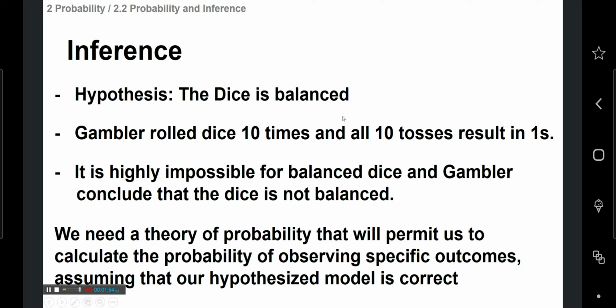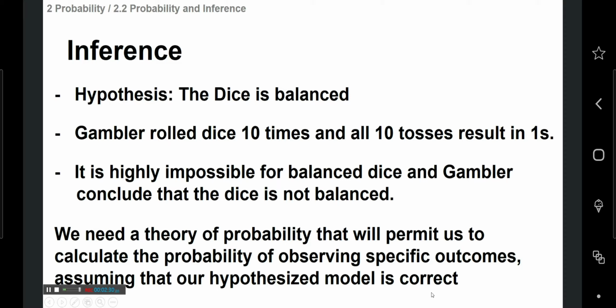This kind of argument is statistical inference, and when we are doing inference like this, we need probabilistic support. That's why probability is necessary, and that's why you are learning probability in this section. So we need a theory of probability that will permit us to calculate the probability of observing specific outcomes, assuming that our hypothesized model is correct.